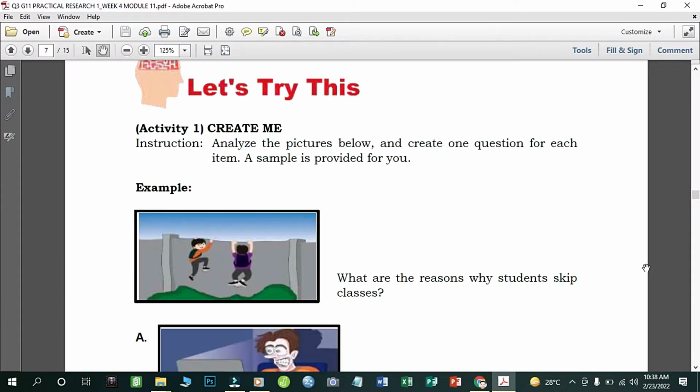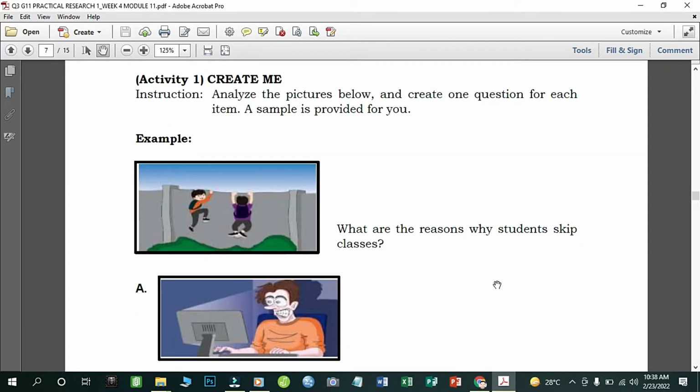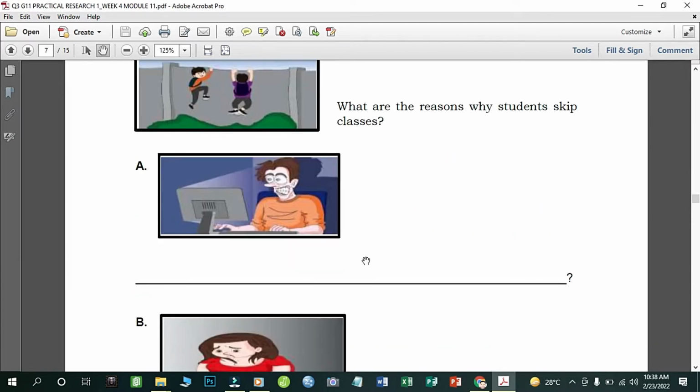Okay, let's try this. Analyze the pictures below and create one question for each item. Sample is provided for you. So I have here students, the picture. They have committed cutting classes. So here's the sample research question: what are the reasons why students skip classes? Okay, this is the example.